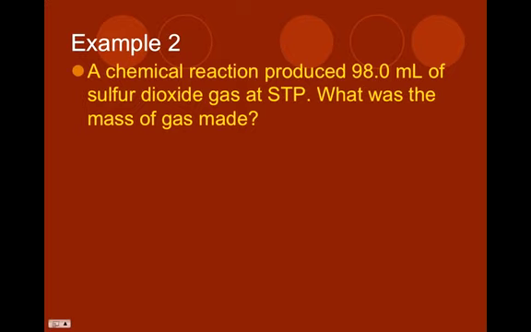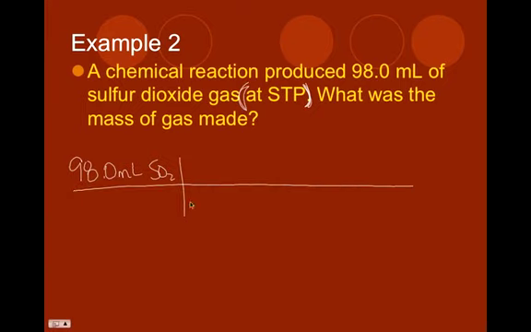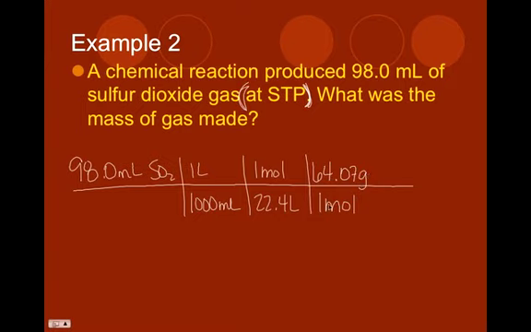Another chemical reaction produces 98 milliliters of sulfur dioxide gas. Key phrase, at STP, that means we get to use 22.4. What was the mass of the gas made? So we're going to start with our volume, 98.0 mL of sulfur dioxide. And these are milliliters. Remember, molar volume is in liters. So the first thing we need to do is convert to liters. That looks like that. And then we get to use molar volume. 22.4 liters are contained in every mole, and then each mole will have a mass of 64.07 grams. That's the molar mass of sulfur dioxide.